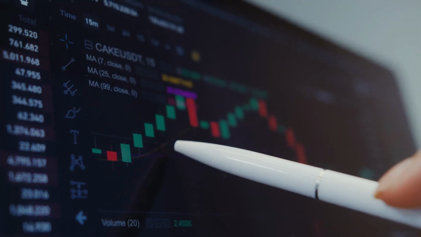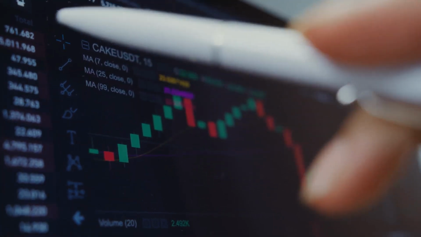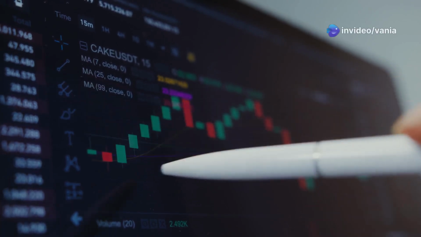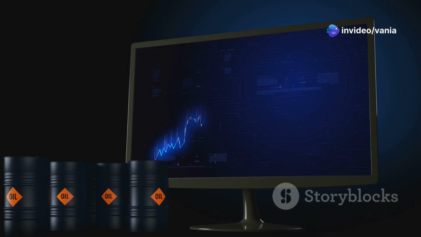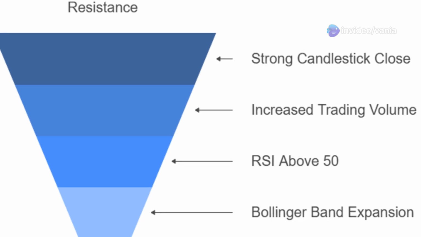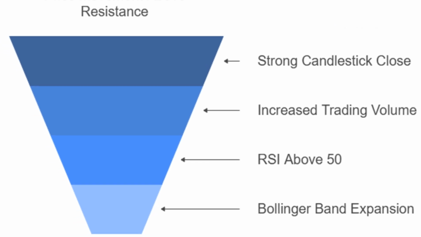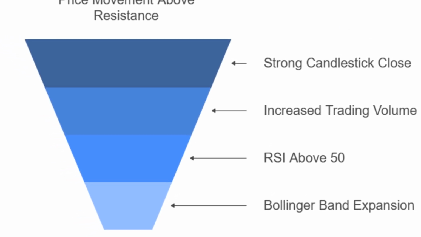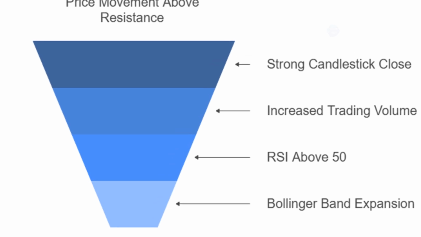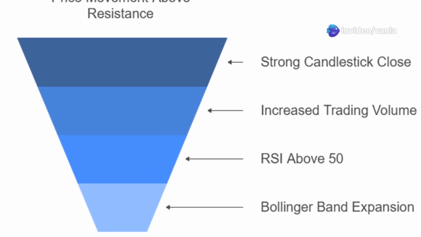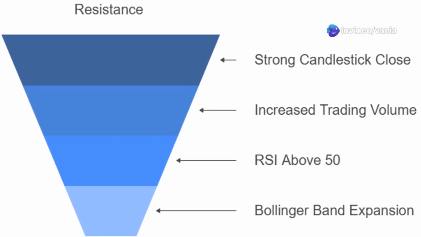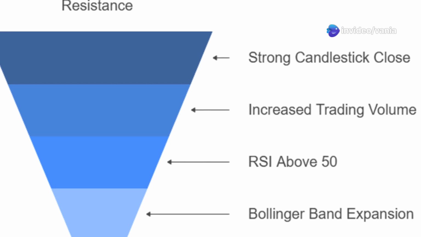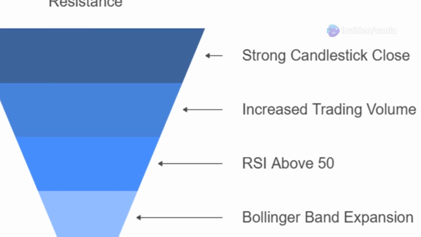Traders typically enter positions when the price breaks above resistance, indicating a bullish breakout, or drops below support, indicating a bearish breakout, with strong confirmation signals. A bullish breakout occurs when the price moves above a well-defined resistance level with increased volume. To confirm the breakout, traders often look for a strong candlestick close above resistance, rather than entering on the initial spike, which can be a false breakout.